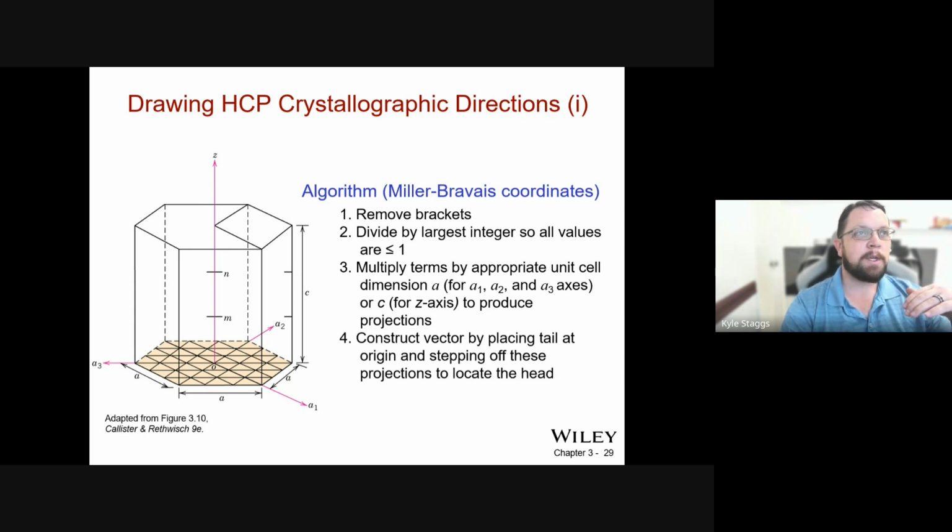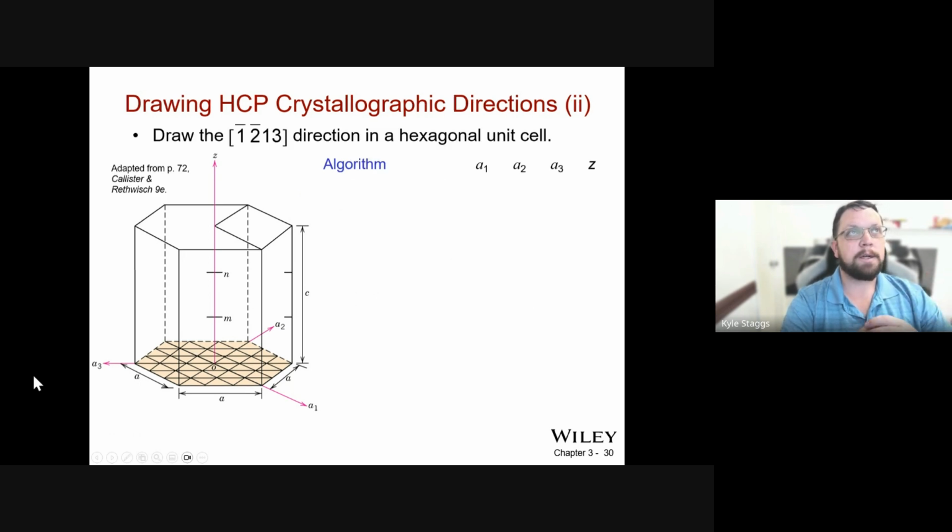So it's something that, again, a little bit of practice kind of helps. This is just a kind of coordinate system that you guys haven't used before. So it's 4-dimensional instead of 3-dimensional, and that can create some confusion. So when we're dealing with HCP, what we're going to do is start by taking these, removing the brackets. We have to add in our negative signs so that we don't forget those.